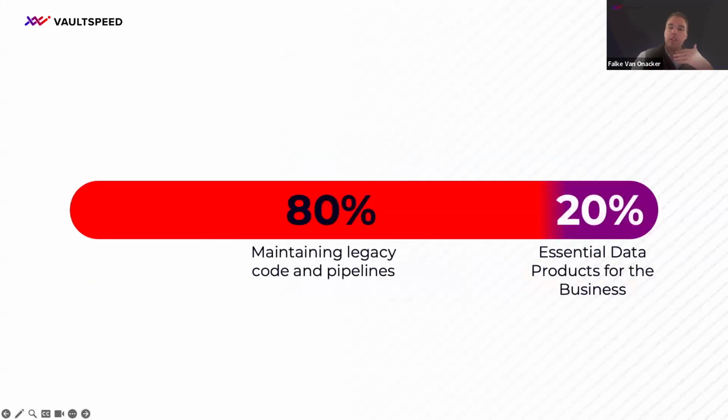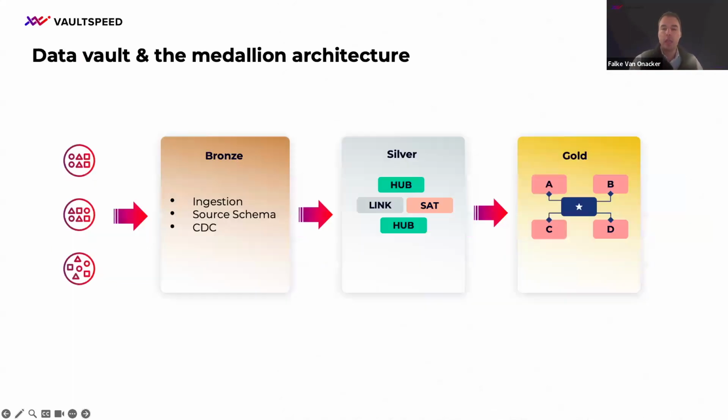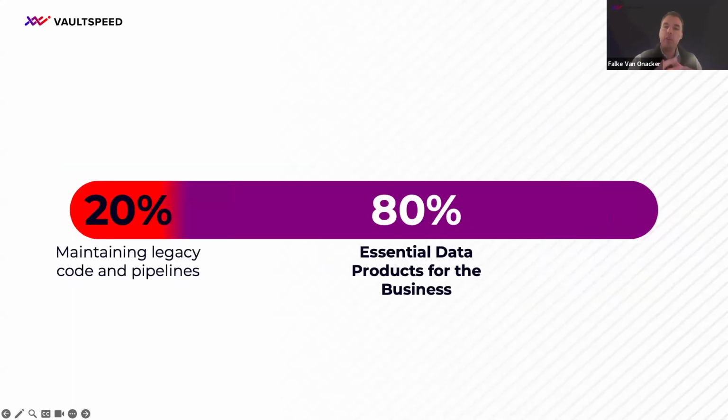So what is the issue with the medallion architecture at scale? What we have found is that data teams are spending 80% of their time and efforts on keeping the data pipelines working. So they have to troubleshoot them, update them, test them, and what have you. And very little time is left for delivering new data products for the business. And this is what VaultSpeed, of course, wants to change. We want to give you more time to deliver these new data products.